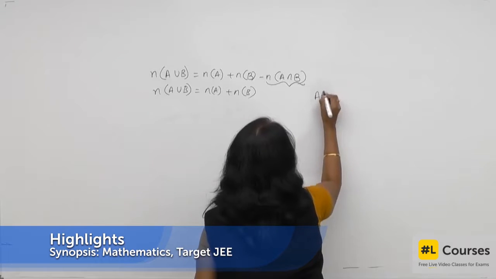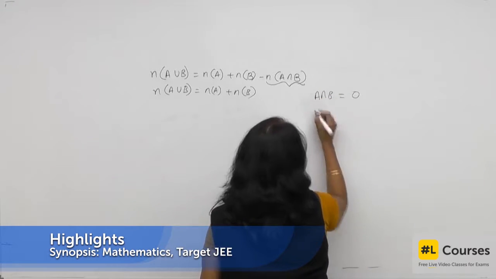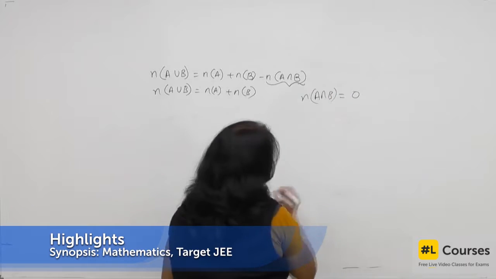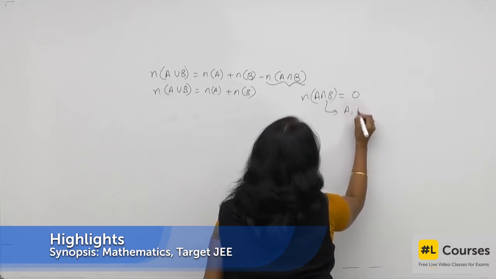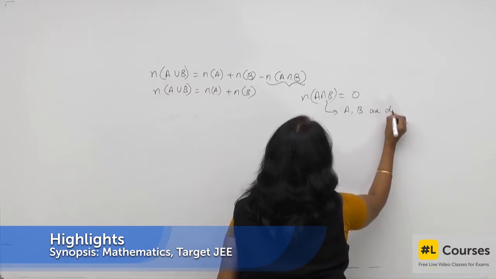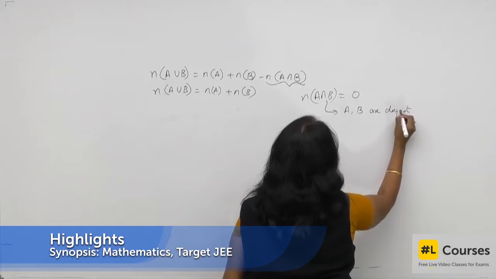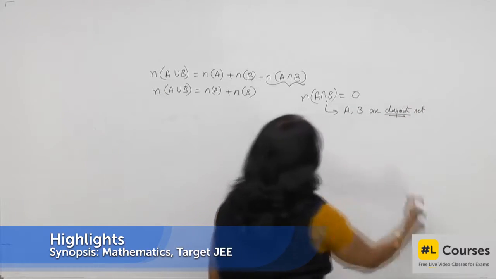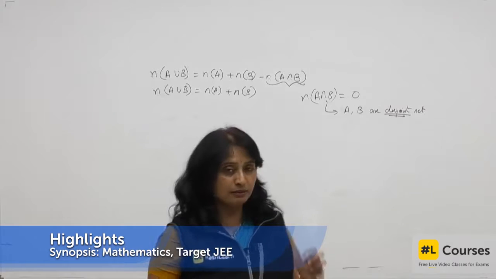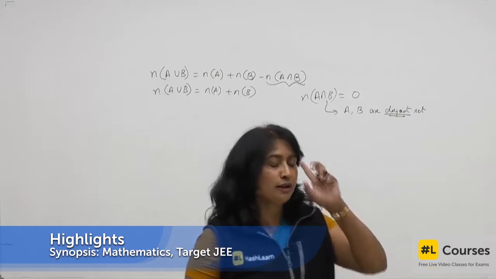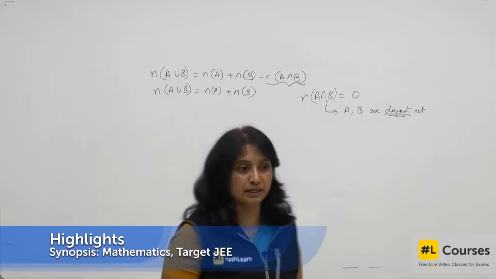If A intersection B is equal to 0, if n of A intersection B is equal to 0, then we say A, B are disjoint sets. Now this kind of disjoint set, the word is very important in objectives. When you find the name disjoint, immediately it has to come to your mind that intersection is going to be 0.